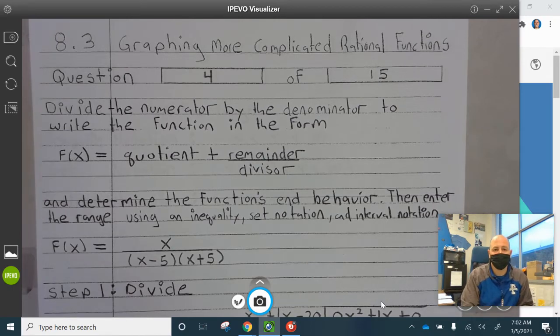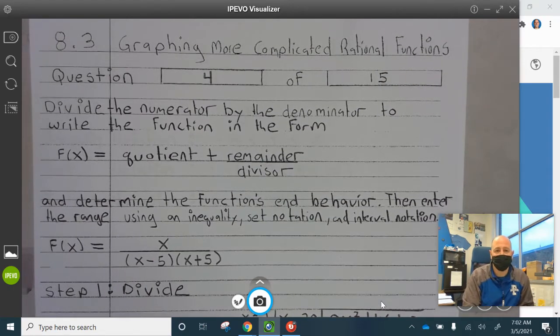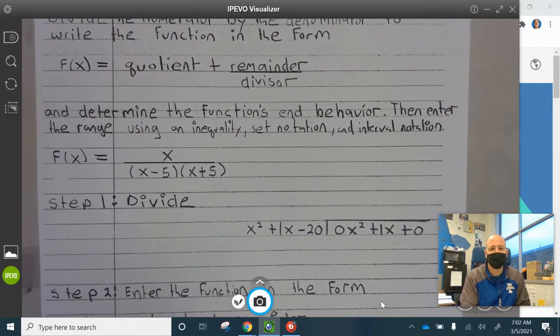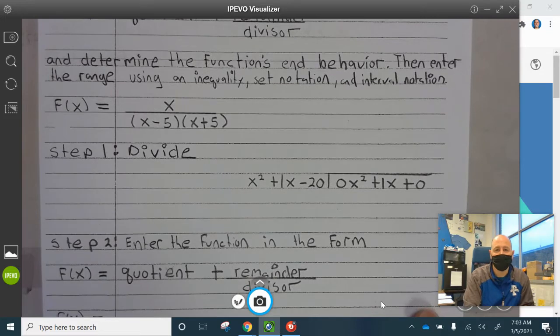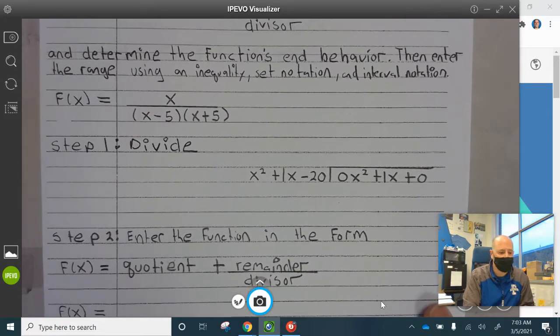All right, question 4 of 15. Divide the numerator by the denominator to write the function in the form f of x equals quotient plus remainder divided by divisor, and determine the function's end behavior, then enter the range using inequality, set notation, interval notation. F of x equals x divided by x minus 5 times x plus 5. Step 1, divide.